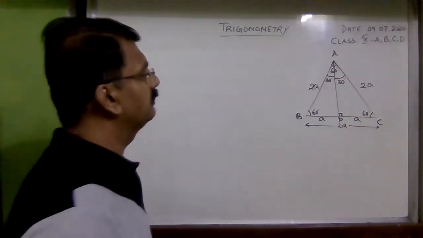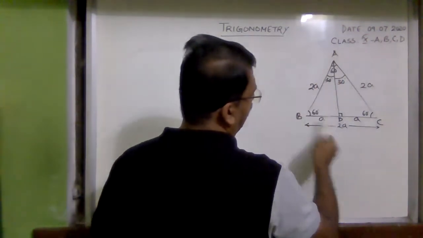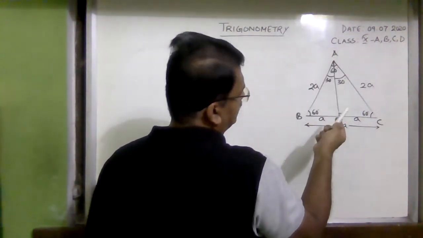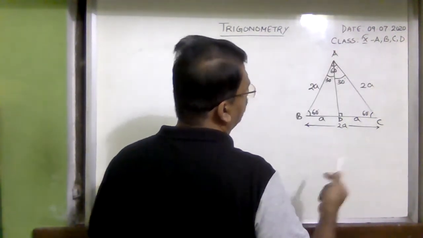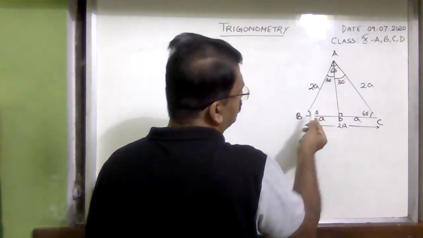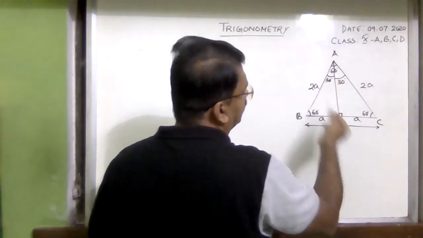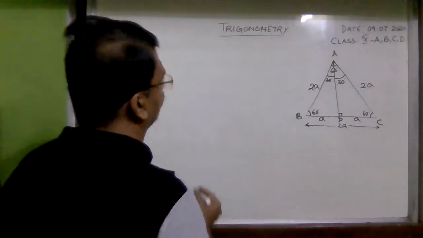Now say in triangle ABD, as ABD is a right angle triangle, Pythagoras theorem can be applied. So one side is 2a and the one side is a. So we will find the third side AD using Pythagoras theorem.